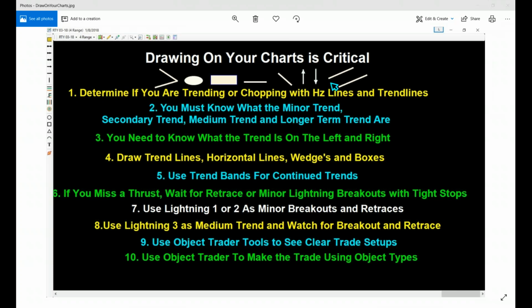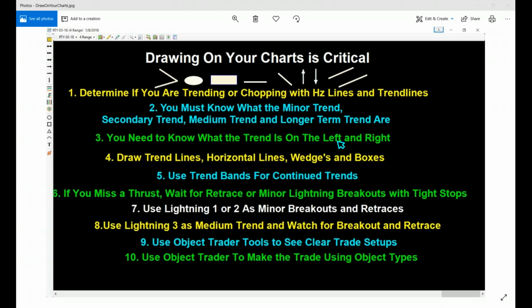We're going to have a webinar on Monday about drawing on your charts, but it is extremely critical. Our best traders, including myself, draw on my charts. You've got to determine if you're trending or chopping. That's number one. If you're chopping around, then you're going to have to draw horizontal lines and trend lines on your charts. You've got to know what the minor trend, the secondary, the medium, and the longer term trend are. You've got to know which direction they're going to be flipping as quick as they make larger retracements. So you've got to know what the major trend is.